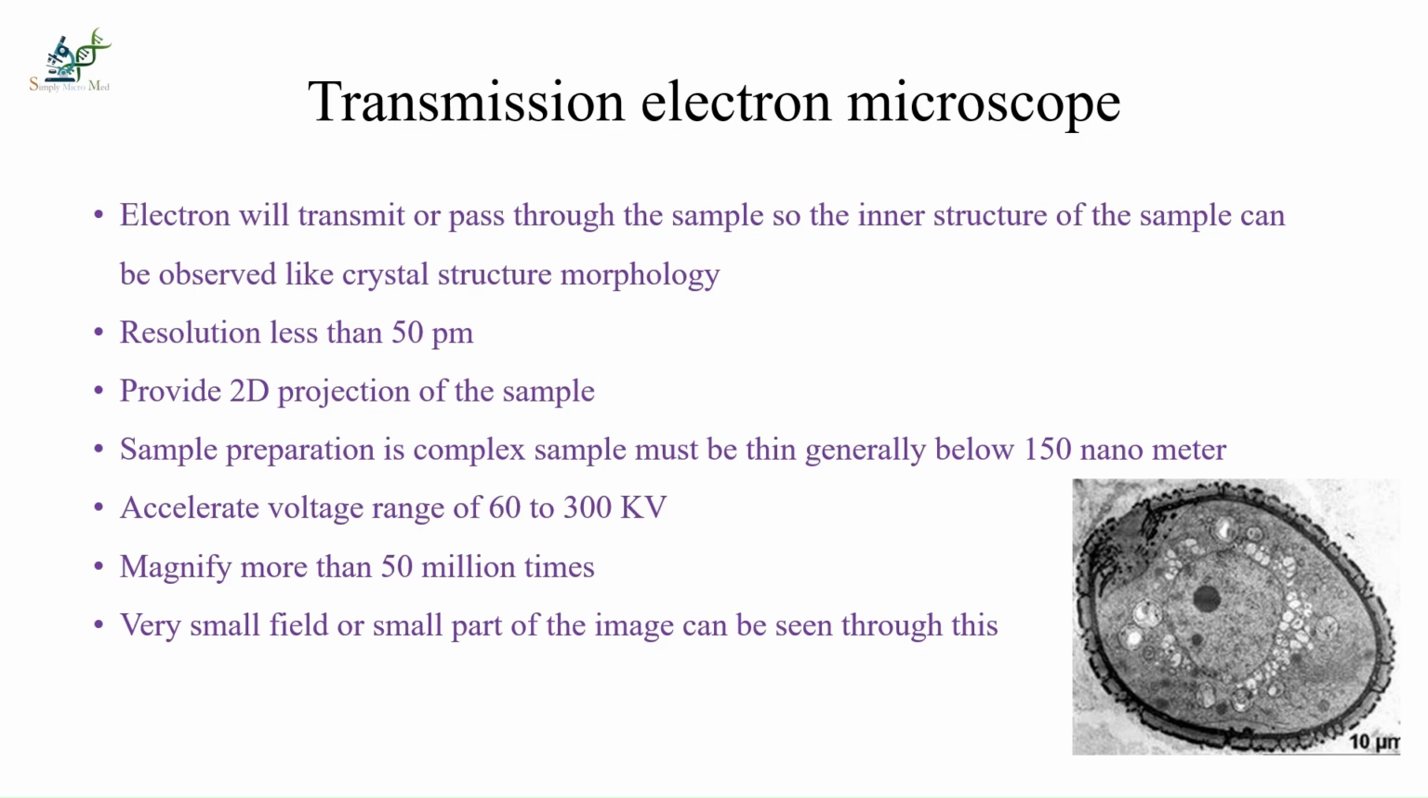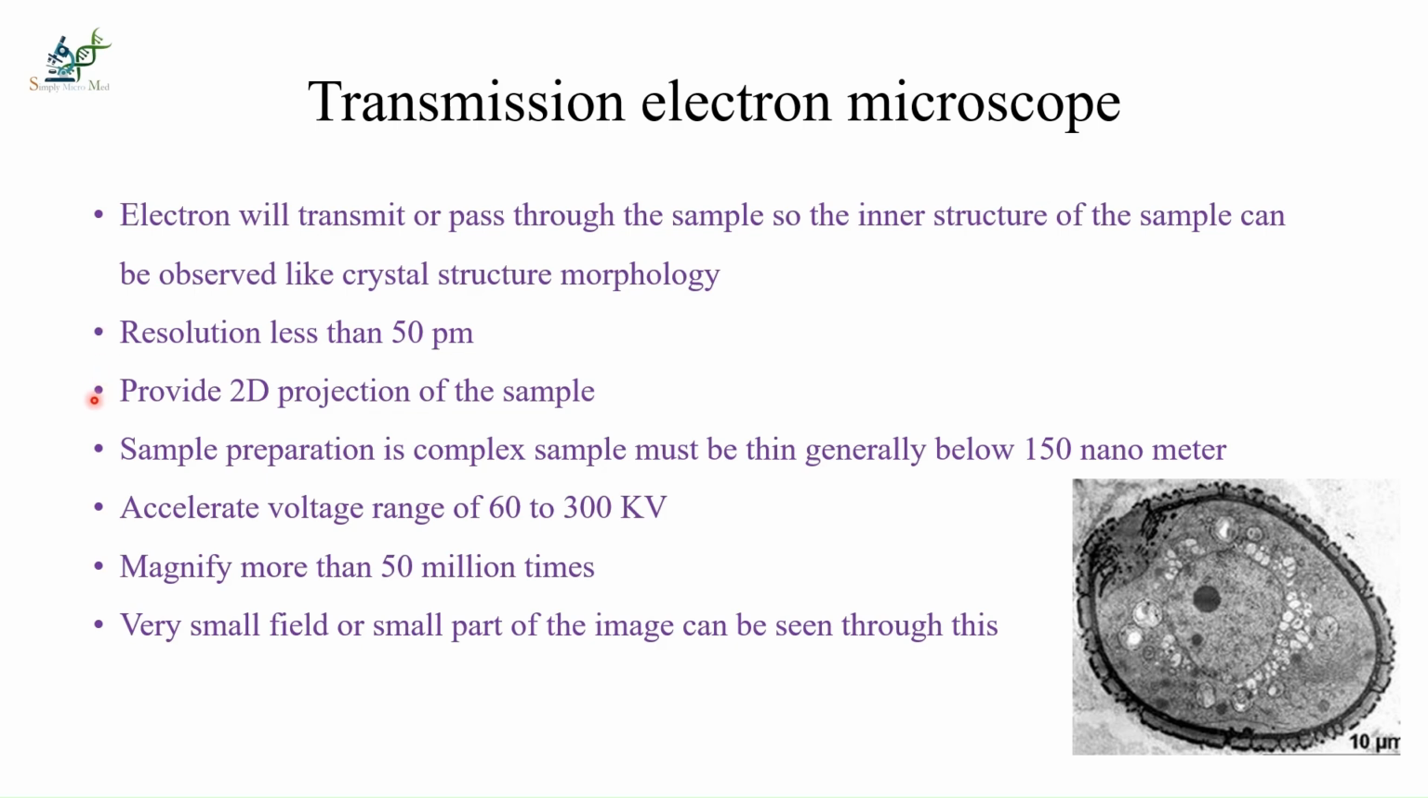So in the transmission electron microscope, the electrons will transmit or pass through the sample. So the inner structure of the sample can be observed, like crystal structure and morphology. With the help of this transmission electron microscope, we can clearly observe the inner structure of the smear or the sample or the cell or bacteria or virus, whatever it is. And the resolution is less than 50 picometer. 1 nanometer is equal to 1000 picometer, so you can imagine how small 50 picometer is.